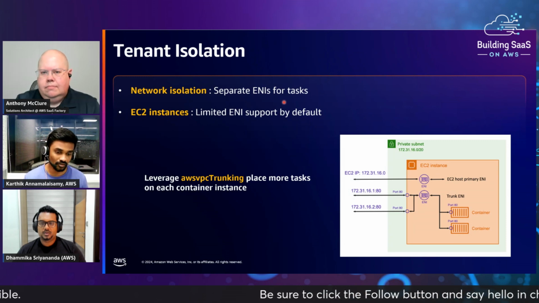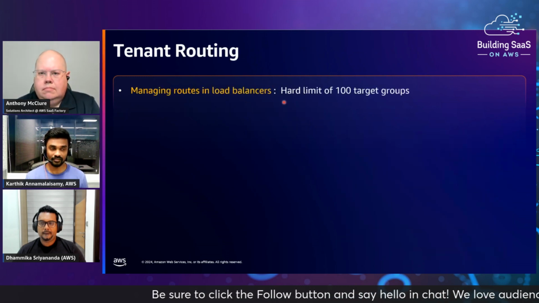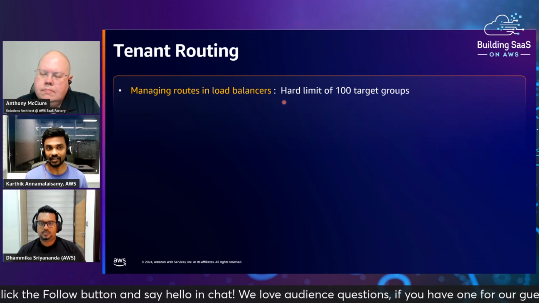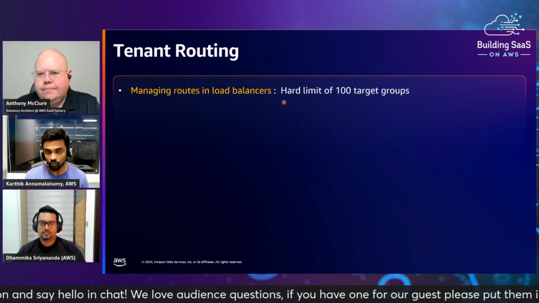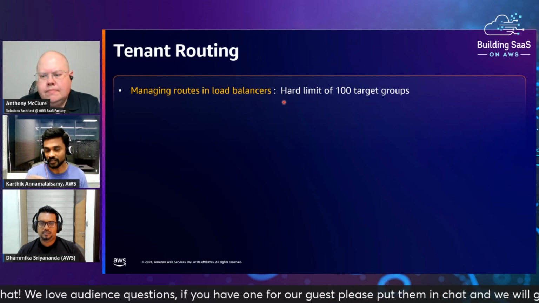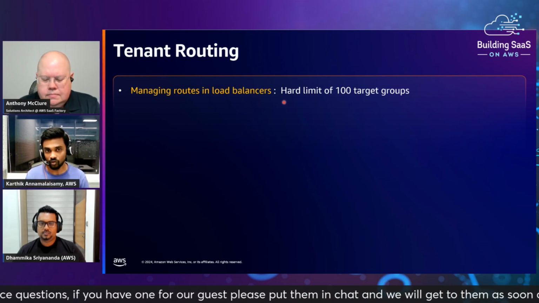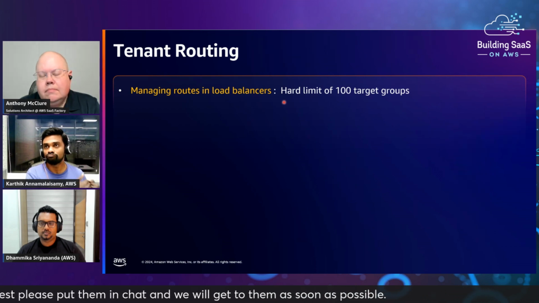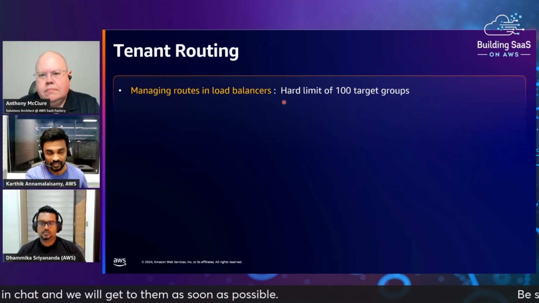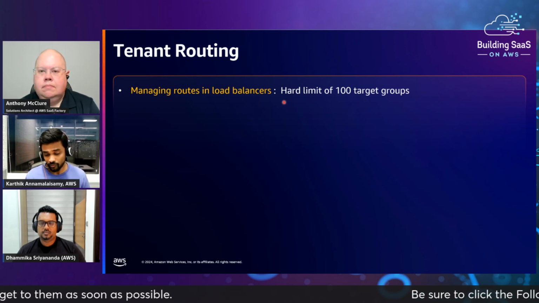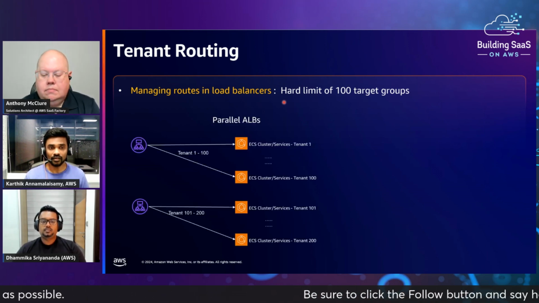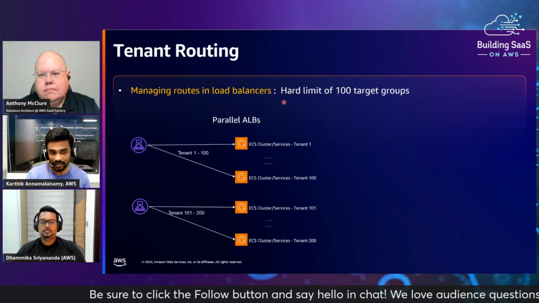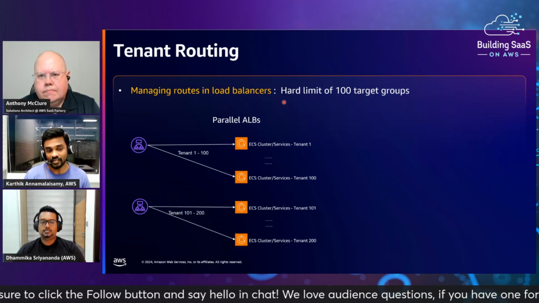The other consideration is on the tenant routing. As I said, the more you scale, the more target groups you need at the application load balancer. Basically, they are the endpoints; you can consider them as the backend endpoints to which the traffic flows. Given the 100 hard limit, there are some architectural level considerations you can take to scale it out. For example, one thing could be that once you reach 100 tenants, you can basically switch to another ALB to cater for the next 100.